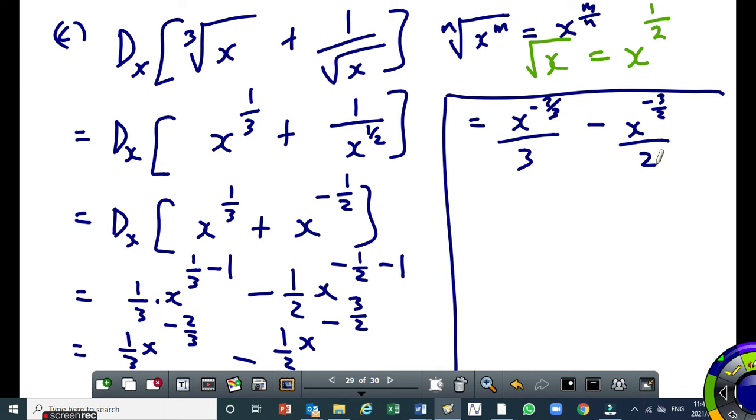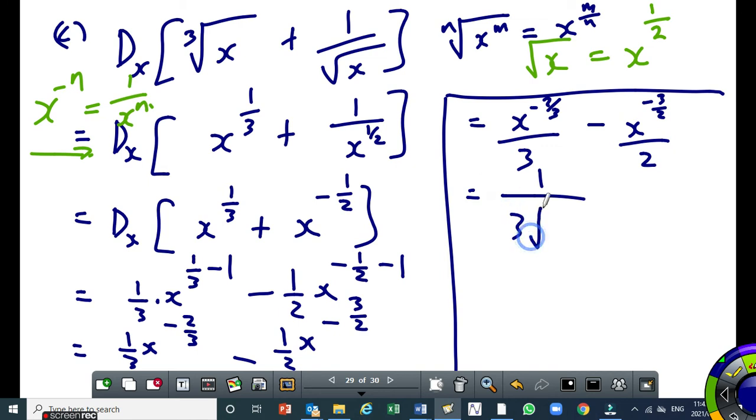Let me use a different color. x to the power of minus n equals 1 over x to the n. Okay? But we are moving from the left hand side towards the right hand side. So we are moving in that direction. Which means this is going to become 1 divided by 3 times the cube root of x squared. This will be very complex. And 1 over 2 times the square root of x cubed.